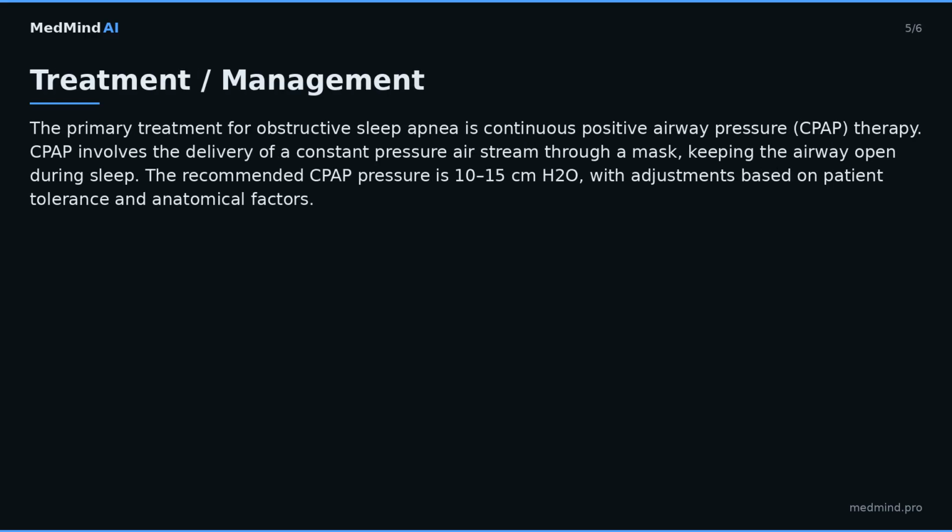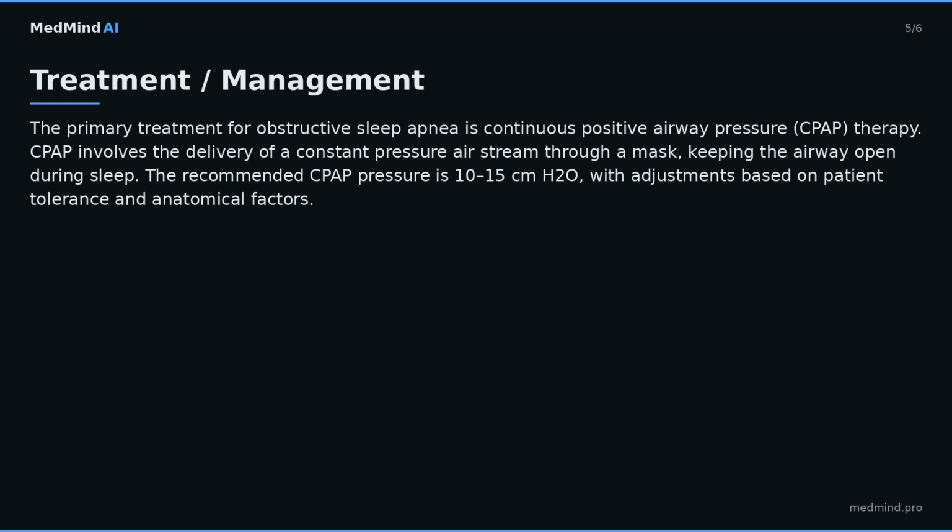Treatment/management. The primary treatment for obstructive sleep apnea is continuous positive airway pressure, CPAP, therapy. CPAP involves the delivery of a constant pressure airstream through a mask, keeping the airway open during sleep. The recommended CPAP pressure is 10 to 15 centimeters H2O, with adjustments based on patient tolerance and anatomical factors.